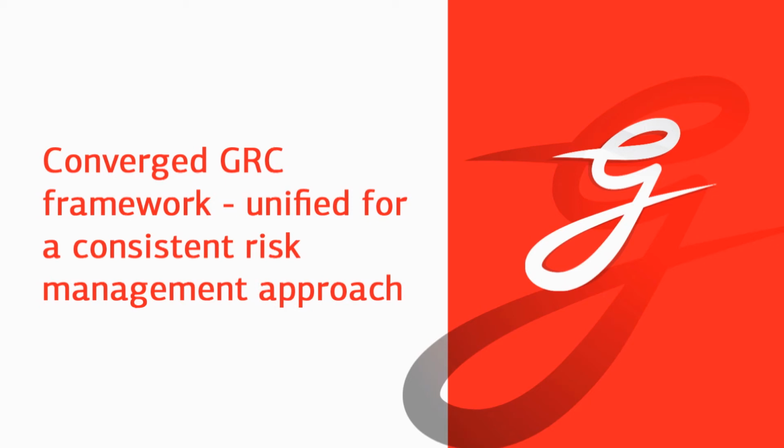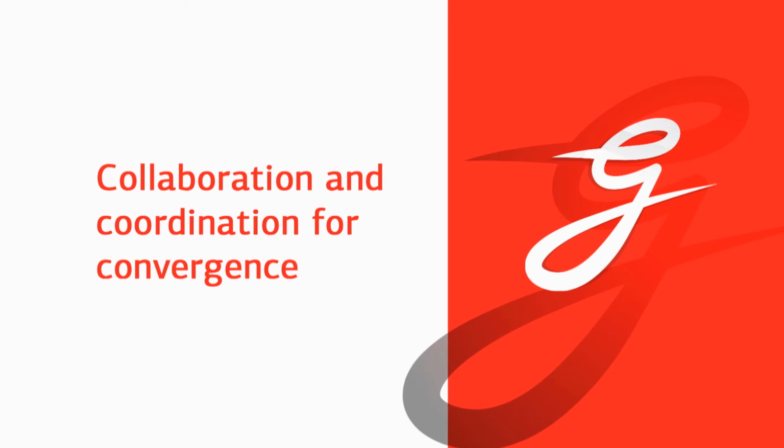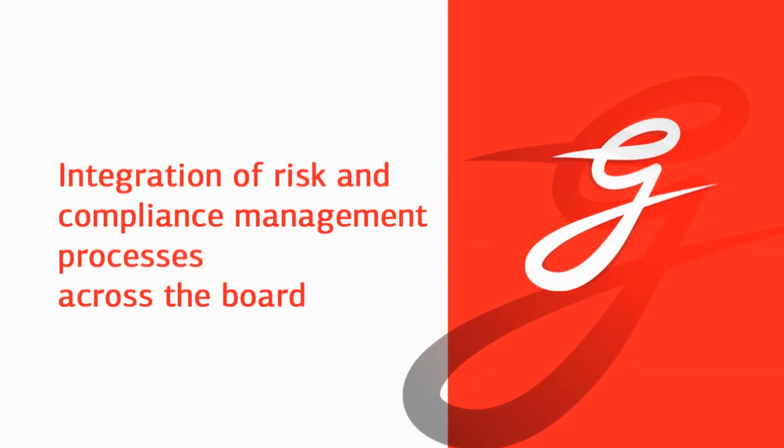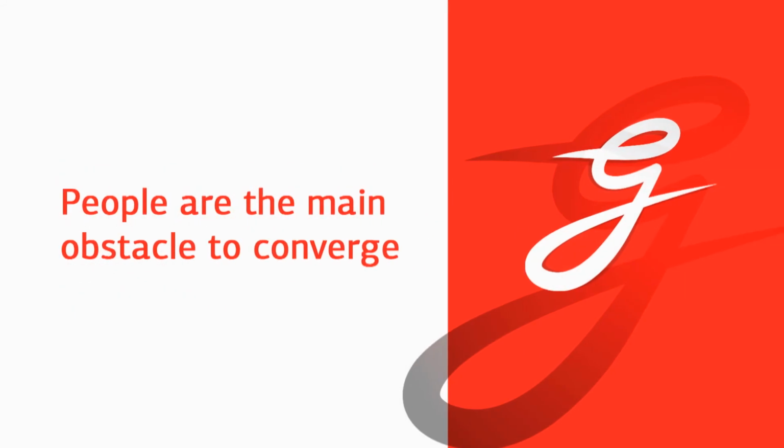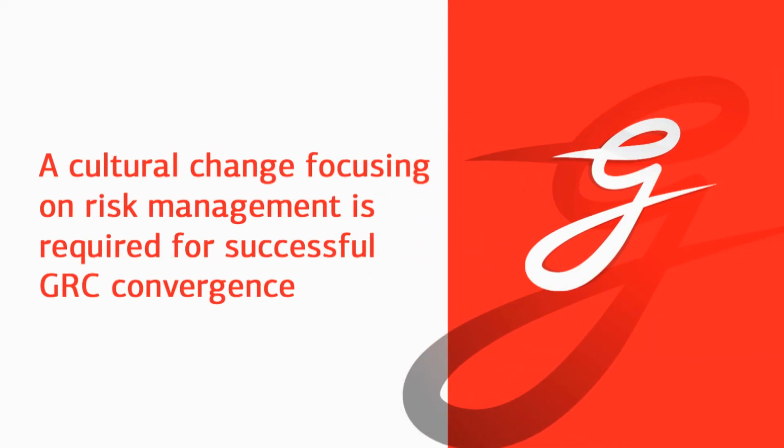The third principle says that convergence requires collaboration and coordination. The idea behind this principle is that a comprehensive approach requires integrating risk and compliance management processes across the key functional and business groups in an organization. Principle 4 states that convergence requires a cultural change, and this is very important. People are the primary barrier to convergence, so in order for GRC convergence to be successful, a cultural change emphasizing the importance of risk management driven by top leadership is needed.